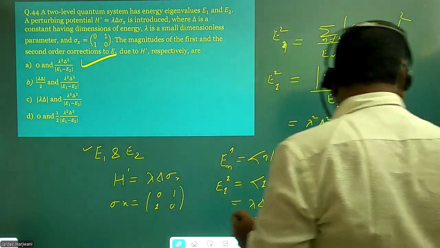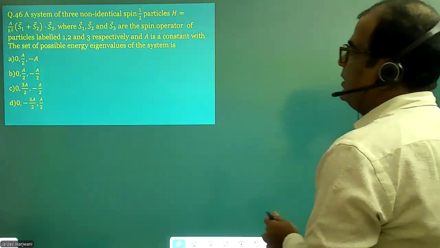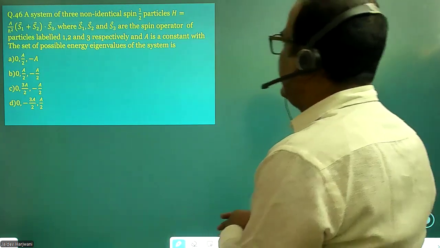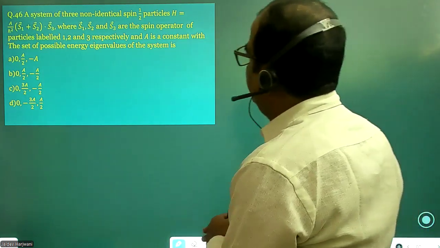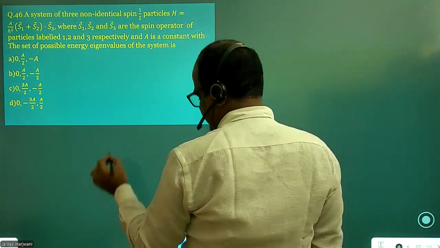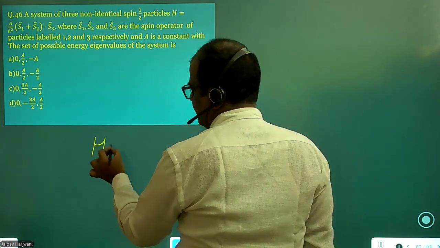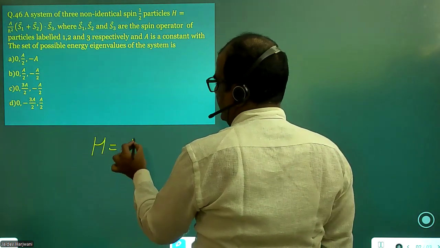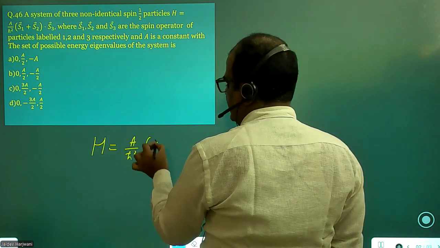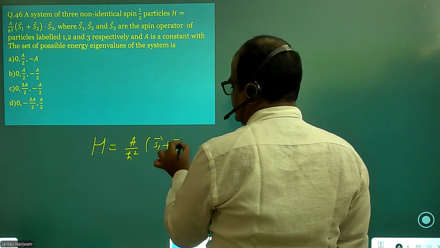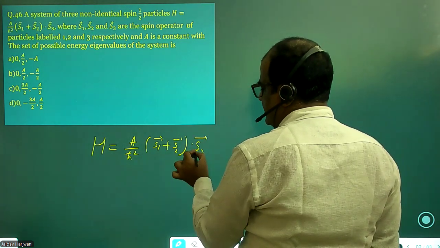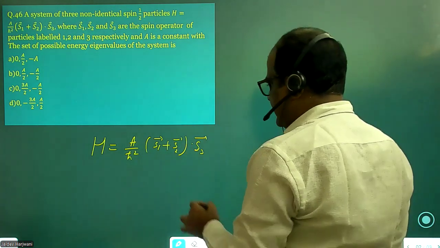Now let us go for the second question. The second question says a system of three non-identical spin-half particles and the Hamiltonian is given, and they want the eigenvalues of the system. So let us first write the Hamiltonian. The Hamiltonian is A over ħ² times (S1 plus S2) dot S3. So I want this operator.